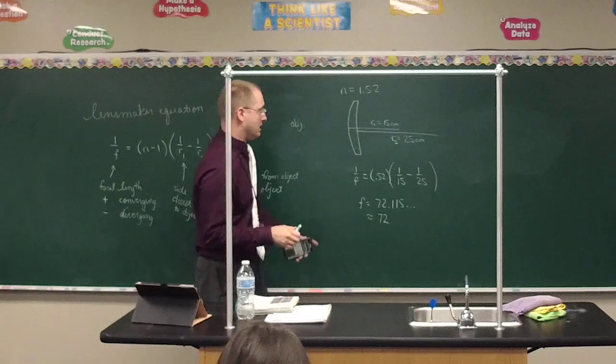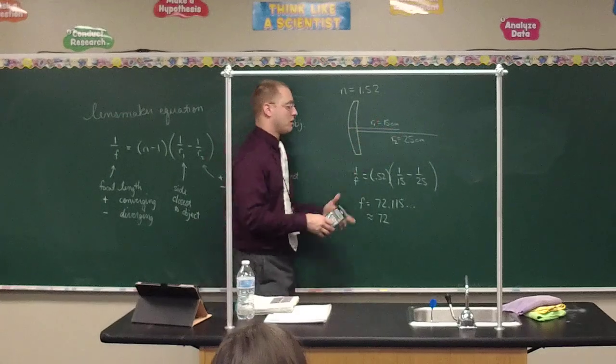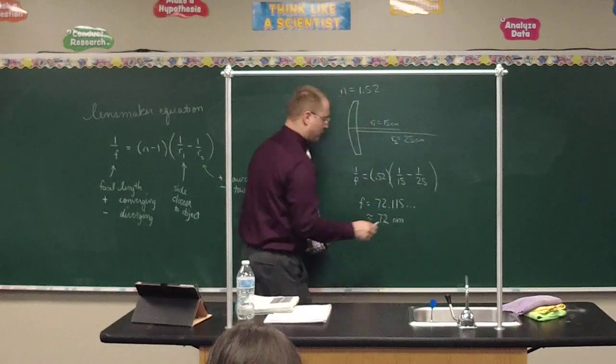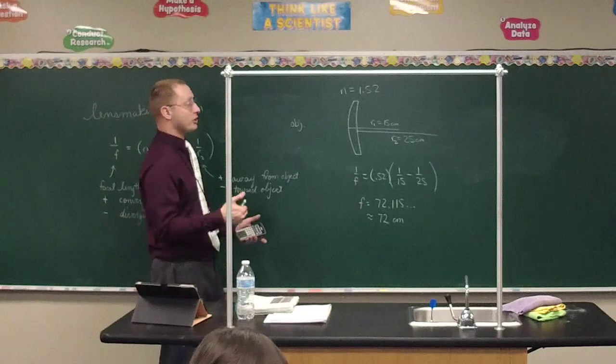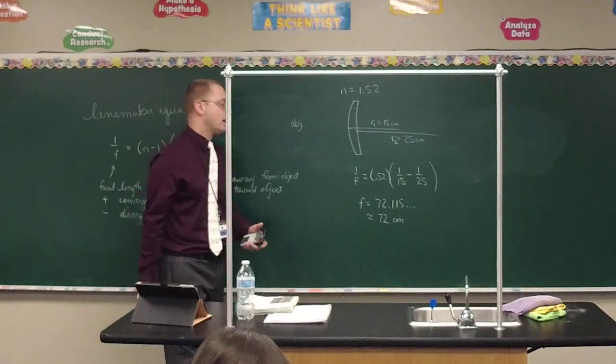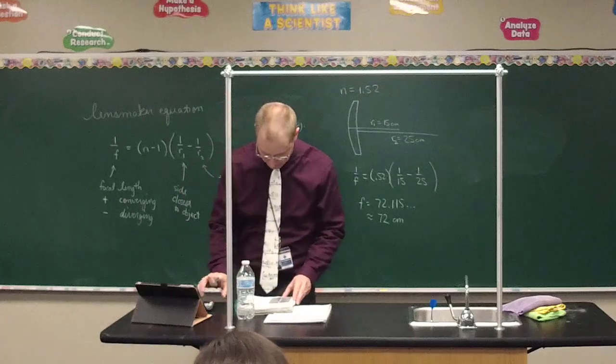Now, what unit? It depends on the units used for the radii. The radii use centimeters. My answer uses centimeters. If for some reason it was millimeters, we would do millimeters. If it was inches, we would do inches. If it was meters, we would do meters. That would be a really big lens. So 72 centimeters is our focal length.